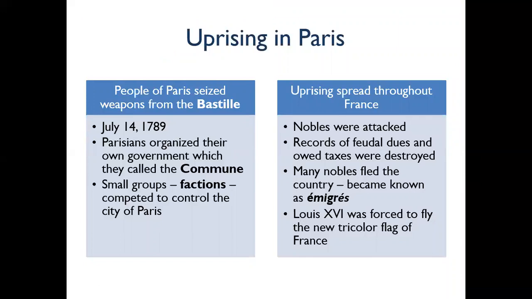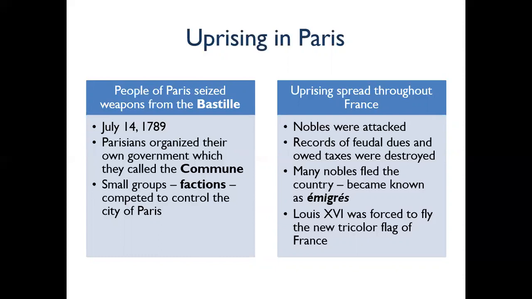Parisians organized their own government, which they called the Commune, and small groups, the factions, competed to control the city of Paris. Okay, so remember these two words, commune and factions. Commune means the people who are living in Paris, that is the citizens of Paris, the Parisians, organized their own government, which they called the Commune. And faction means the small groups who competed to control the city of Paris.